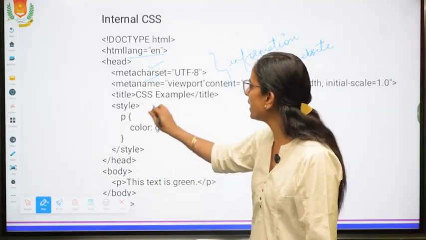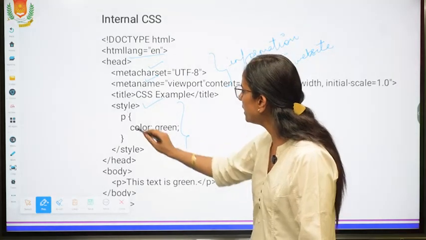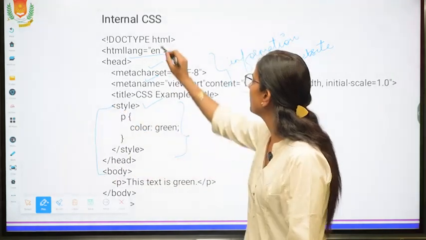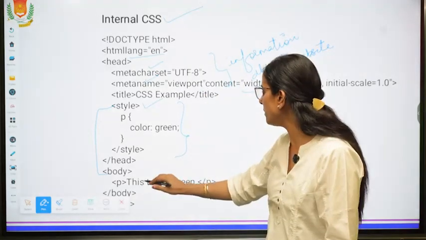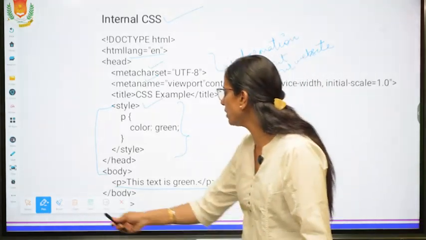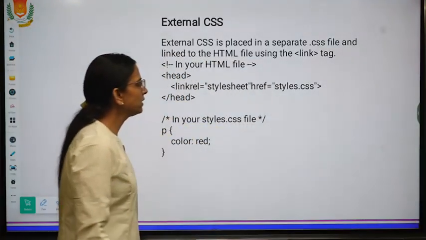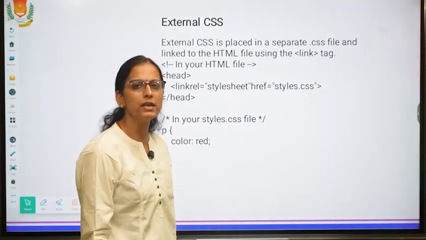Then we have defined that style. This class we have created. This is the example of internal CSS. Now it can be called in the body tag P. We have called it. See now, there is one more example, for external CSS.